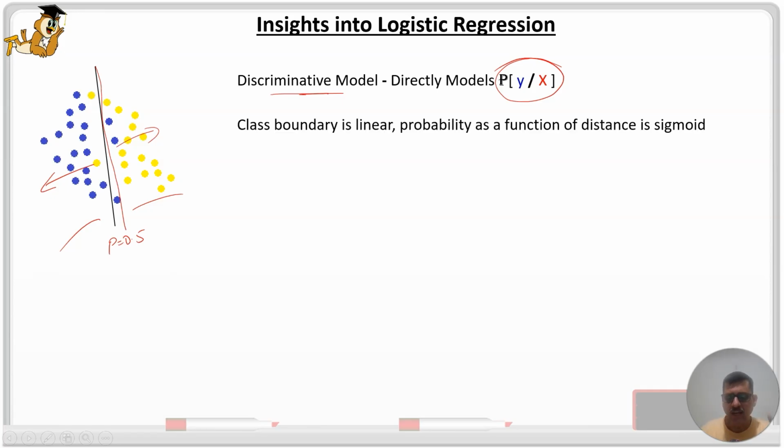The class boundary is linear. I have said this a couple of times, but I want to harp on this fact because some people get misled into believing that the class boundary is some sort of a sigmoid function. It is not. The sigmoid is what relates W transpose X to the probability. The class boundary continues to be linear because you are finding the best vector of weights W, and your separator is governed by W transpose X. So it is a linear boundary, right? So remember that the class boundary is linear, the separator is linear, and the probability as a function of the distance is sigmoid.